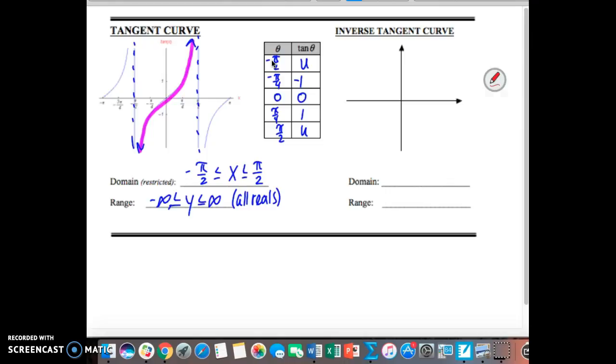Now thinking of what our inverse tangent curve would look like, which inverse tangent is also called arctan, or arctangent. Our domain and range will once again switch. So our domain will now be -infinity to +infinity, or x is all reals. And our range will become -pi/2 less than or equal to y, is less than or equal to +pi/2.